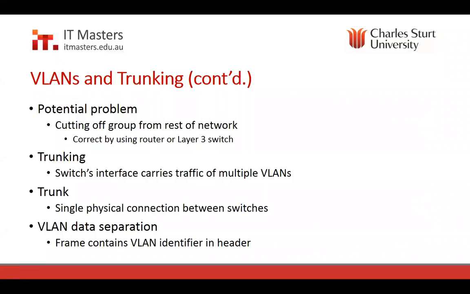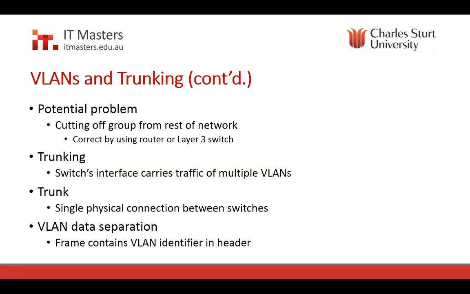Now, trunking is merely and quite simply the ability to configure a link to carry multiple VLANs. So instead of just being a member port of a single VLAN, it has the ability to carry information about all VLANs that exist on that switch backwards and forwards across that link. And normally you would configure that ability on links between switches, which we'll have a look at in the next slide. Physically, a trunk is just a single connection between switches.